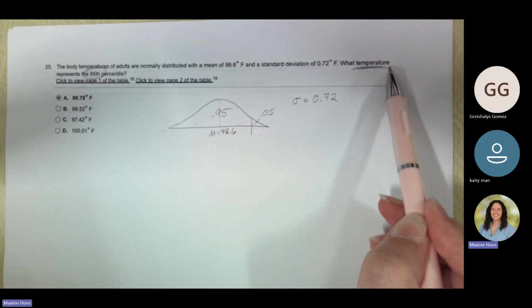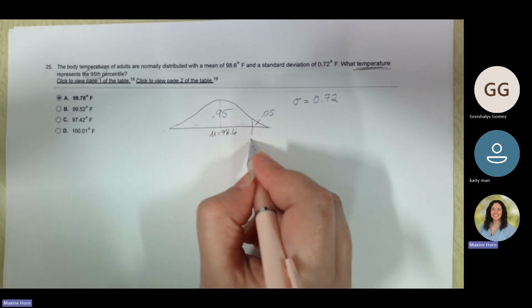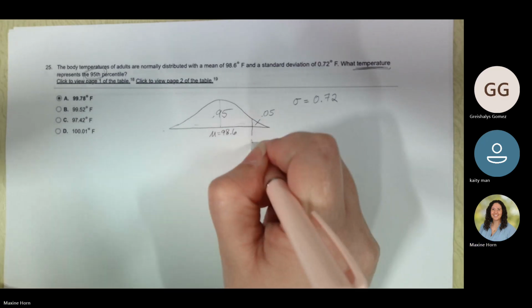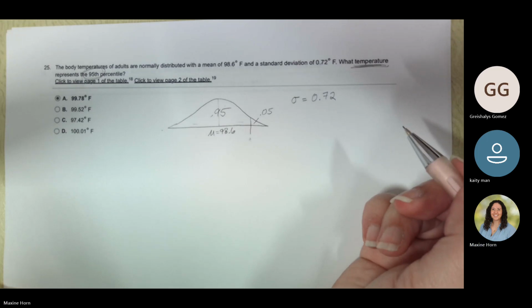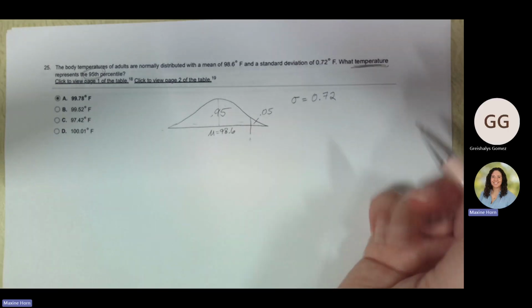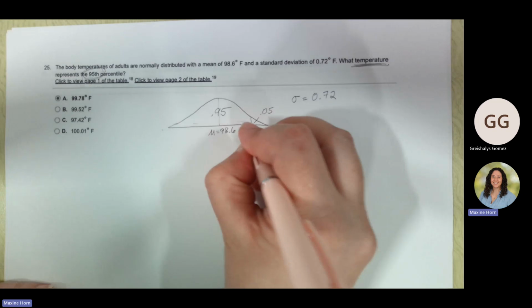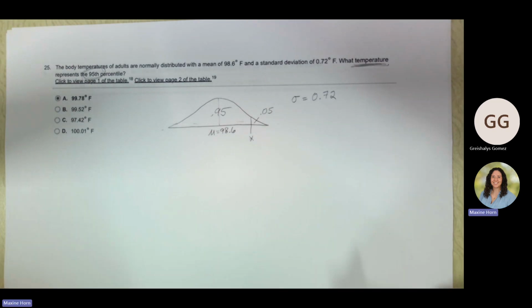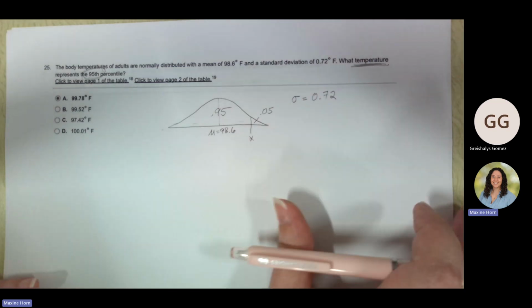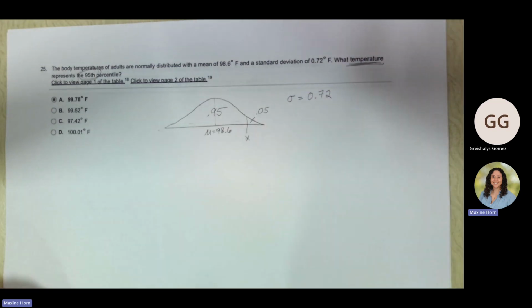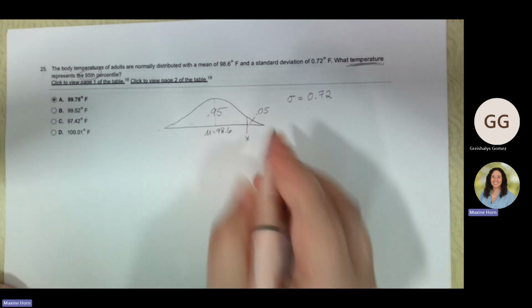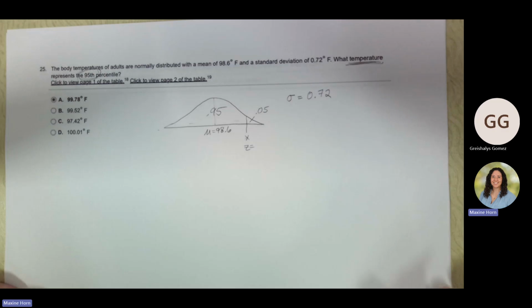So what we have to do is start by finding the z-score. We have to get the z-score, and then we can turn that into our x value. What is the x value here? By the way, this is if we're doing it by hand. We're going to do this by hand, and then I'm going to show you how to do it in the calculator. So first thing is, what is this z-score? We're going to look up in the chart the area.